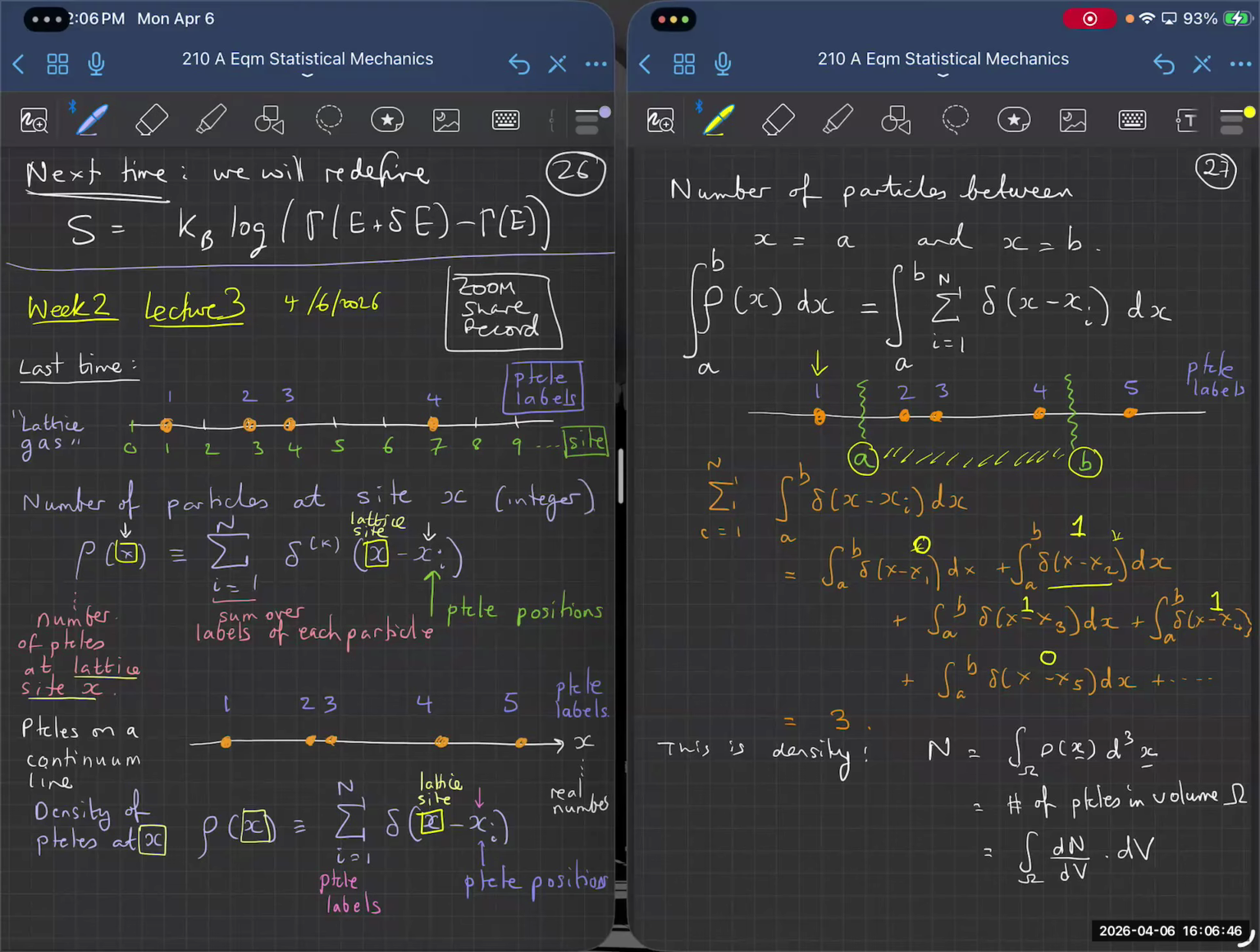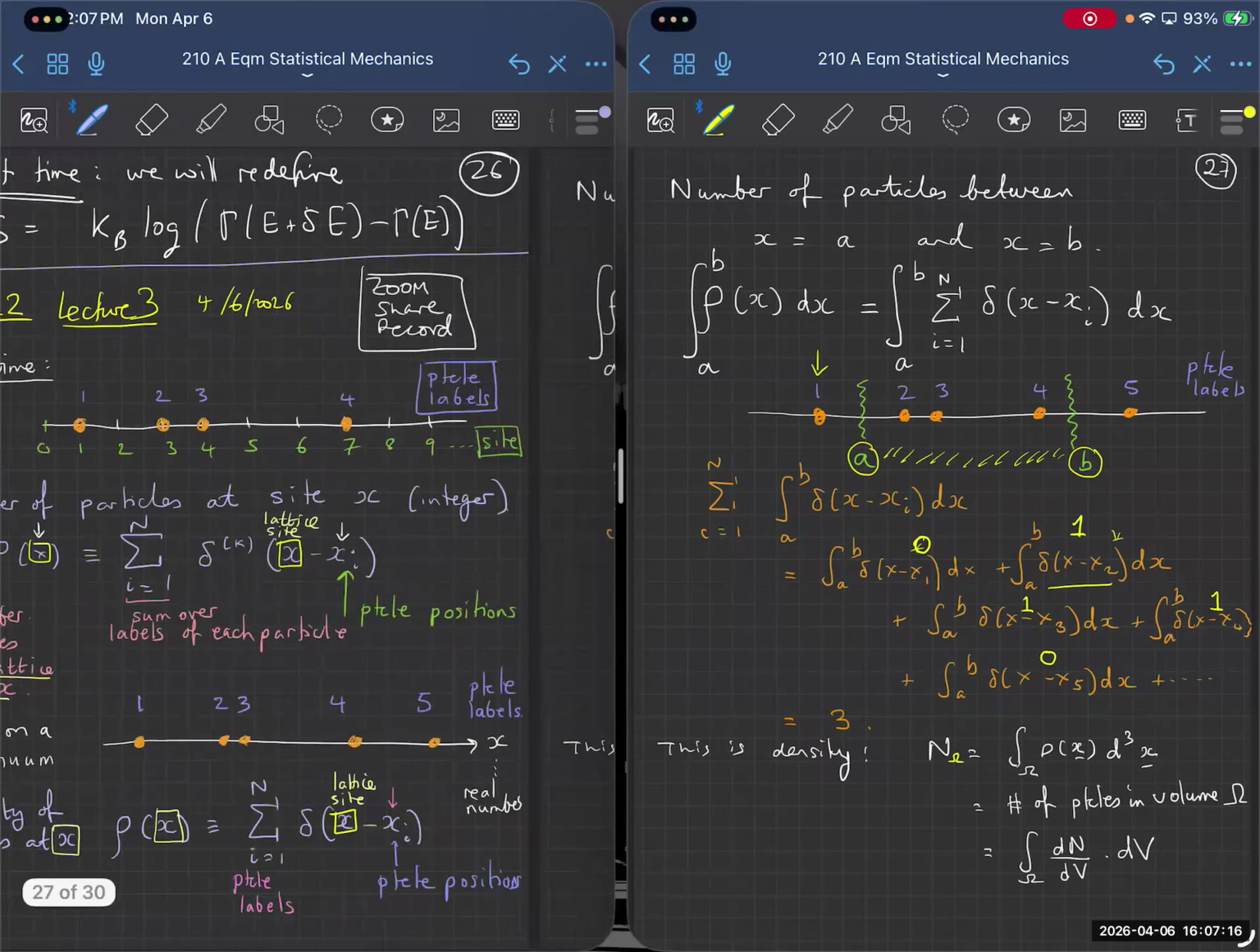And that's exactly what we mean by density, because what is density? If I know the density of a system as a function of x, I integrate over x over some volume omega, and that gives me n, the number of particles in the volume omega. That is just the integral of dn by dv. So the density is, in this case, the number of particles per unit volume rather than the number of particles at a particular point in space.